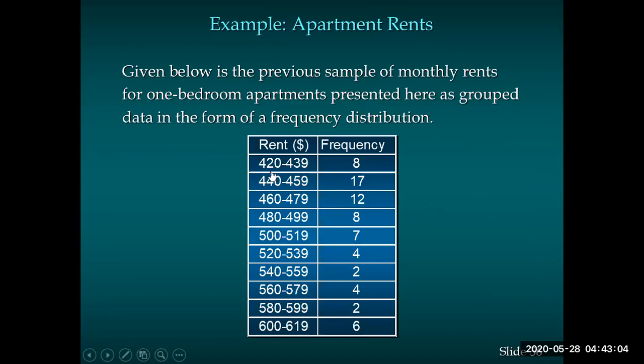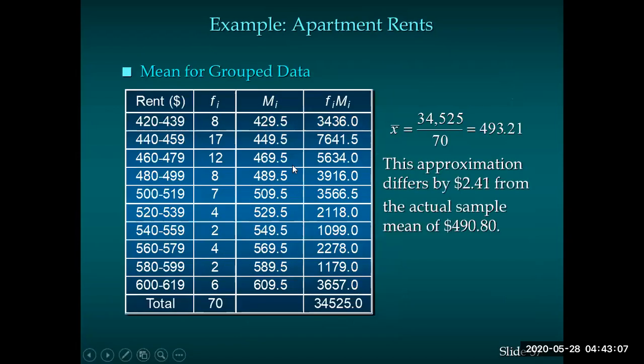You can take the middle number to be the X value in the computation, where the middle value is denoted by M. Just add the two numbers, divide by 2, you get this middle number, and then multiply it with the frequencies to get the sum. If I do this for all of them, the sum is 34,525 divided by 70. So the value is 493.21, but recall for the ungrouped data, when we computed this figure, it was 490.80.